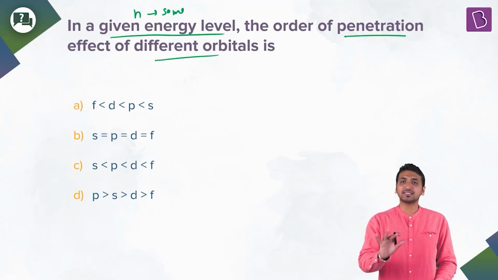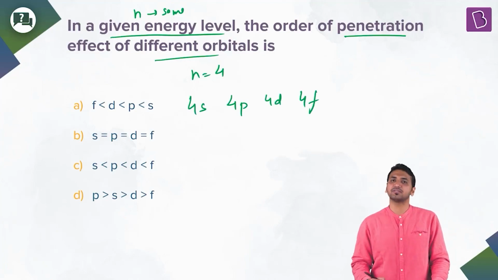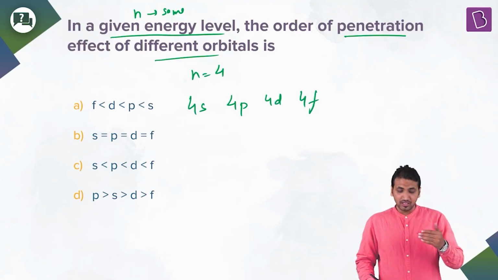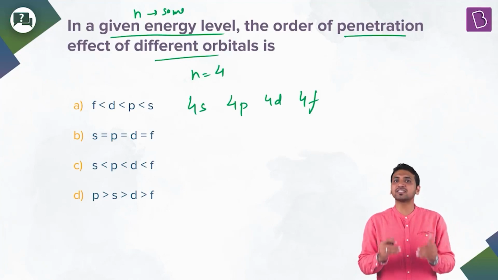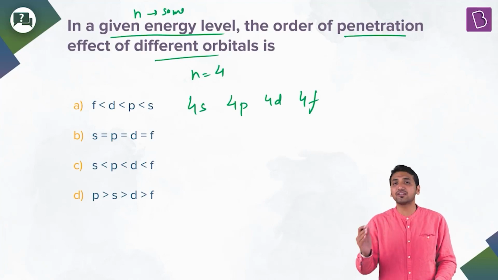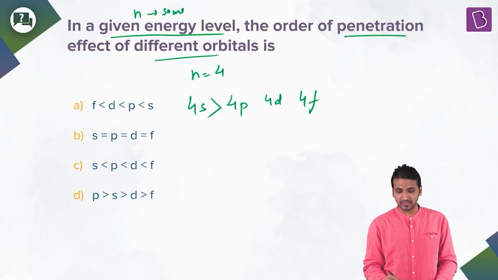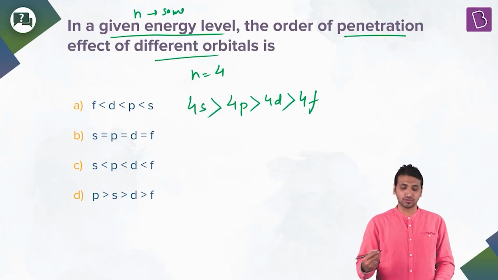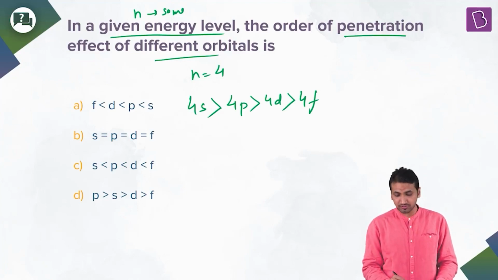Fine. Let's say that n is equal to 4. So we are going to compare 4s, 4p, 4d, and 4f for the sake of example. You know that 4s has a lower energy level. You apply the n plus l rule. 4s has lower energy, so 4s will be closer to the nucleus as compared to 4p, 4d, and 4f. That means the penetration power of 4s is going to be higher than 4p, then 4d, and then 4f. So if you generalize this for a given energy level, the order of penetration effect is going to be s, p, d, and f.